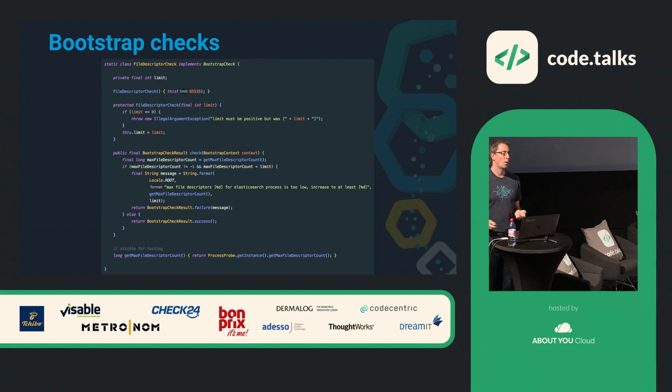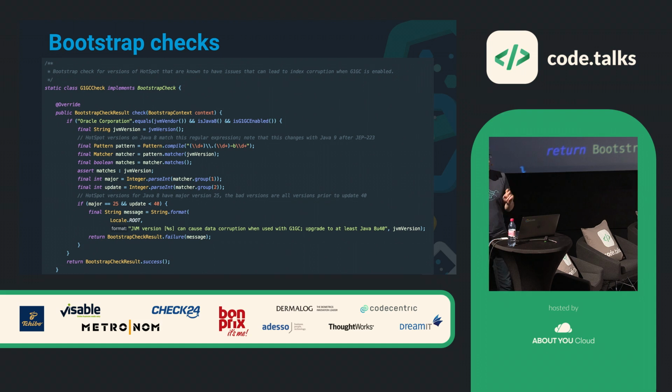So a Bootstrap check pretty much looks like this. In this example, it's the maximum file descriptor check, where we check on startup how many files we can open. There's a limit. There's a check for the file descriptor count. And if we are only allowed to open fewer than 65K files, we will throw an exception on startup. But only at a certain position. I'll get to that in a second.